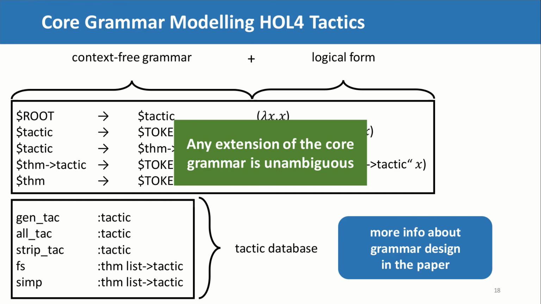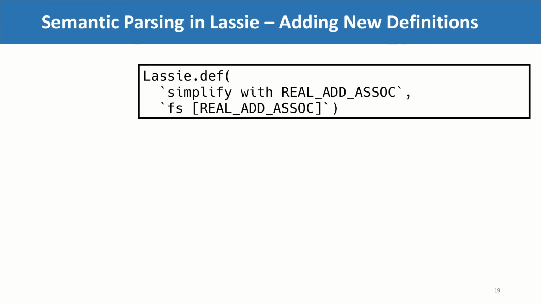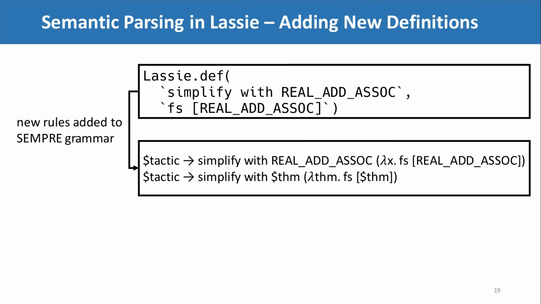In the interest of time, I would now like to go into the details about how def works. If we define, for example, simplify with real add assoc to be a call into the fs simplifier with that theorem as its only parameter, Sempre will add two new rules to the grammar. The first rule just being the literal example we just saw, simplify with real add assoc, translates to fs with real add assoc. But if we look a little closer, you see that the real add assoc is a grammar terminal which can be replaced by its non-terminal counterpart, theorem. Thus, Sempre will add the second rule, simplify with theorem as fs theorem, into its grammar.